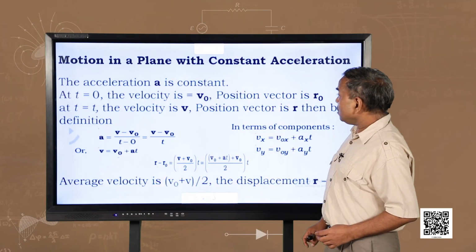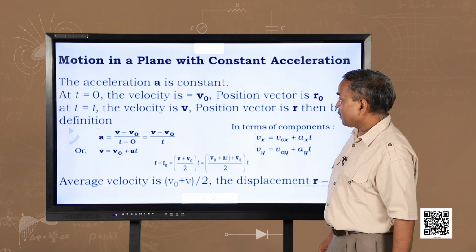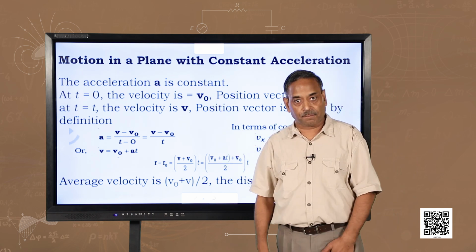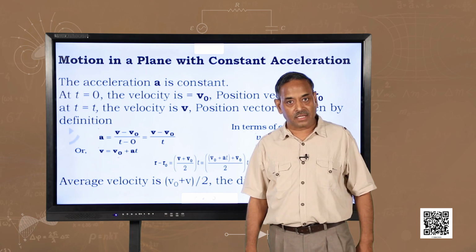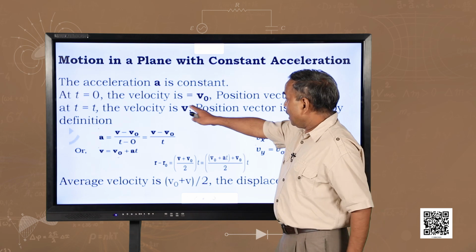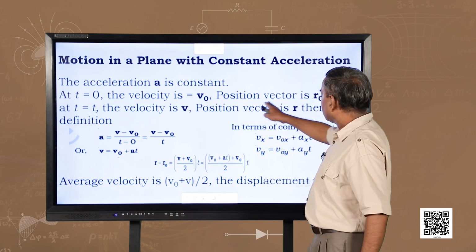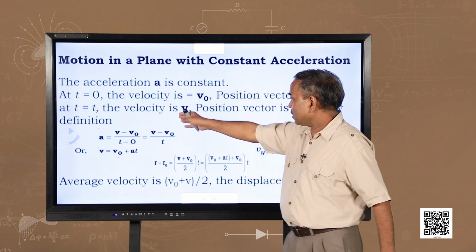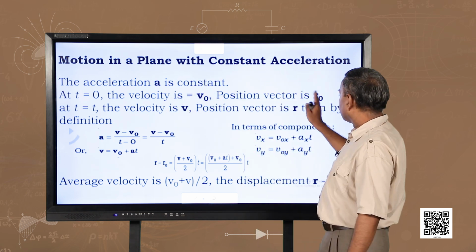Yes. Motion in a plane with constant acceleration. The acceleration a is constant, okay, which I have been taking right from the beginning, that uniform acceleration means constant acceleration. Now, at t equal to 0, the velocity is v naught, the position vector is r naught, and at some other time t, the velocity becomes v and the position vector becomes r.